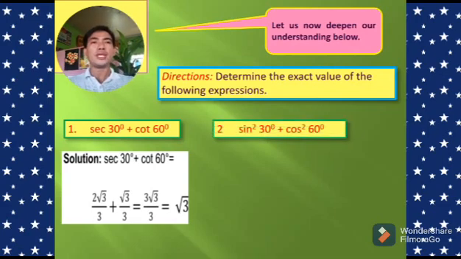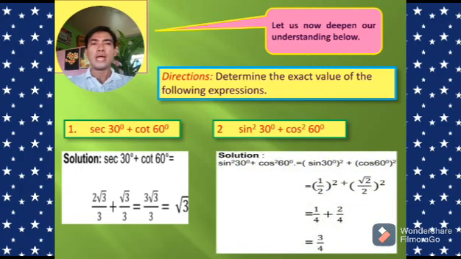Sine square 30 plus cosine square 60. Okay? So don't be worried about the square. Just find what is sine 30 and cosine 60. So in the table, we have here sine 30 is equal to 1/2. And cosine 60 is equal to square root of 2 over 2. Then remember, it's squared. So therefore, you would have the square of 1/2, that would give you 1/4. And the square of square root of 2 over 2, that will give you 2 over 4.